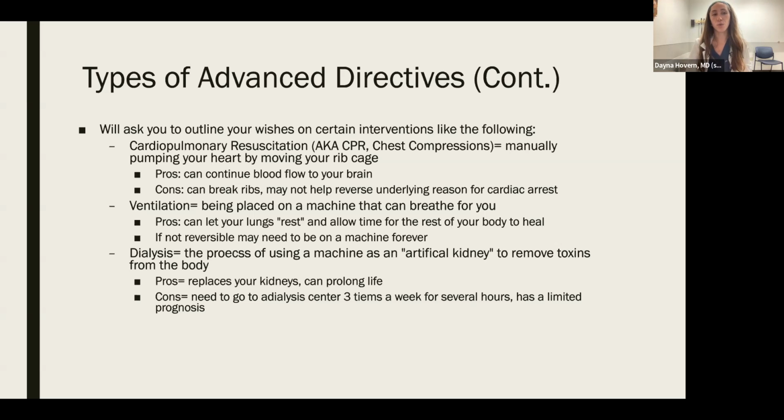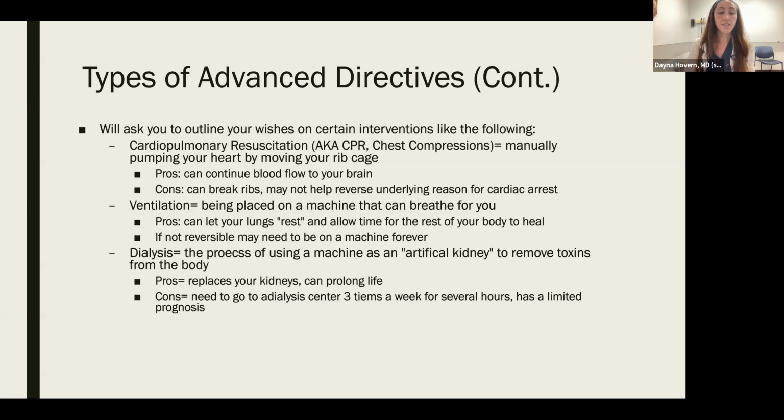This is when you are placed on a machine that breathes for you. It requires intubation, which is when they put a breathing tube into your throat, your trachea, to artificially inflate your lungs. The benefit is that if you're in a really bad situation where you're not able to breathe on your own because you're so sick, the machine will breathe for you, and it gives time for your body to try to heal and recover from whatever the underlying condition is.